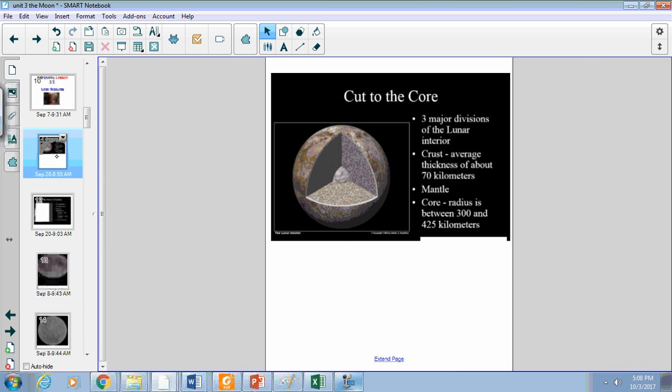All right, so let's start with the inside. Cut right to the core. So there's three major divisions. We have the crust, the mantle, and the core.